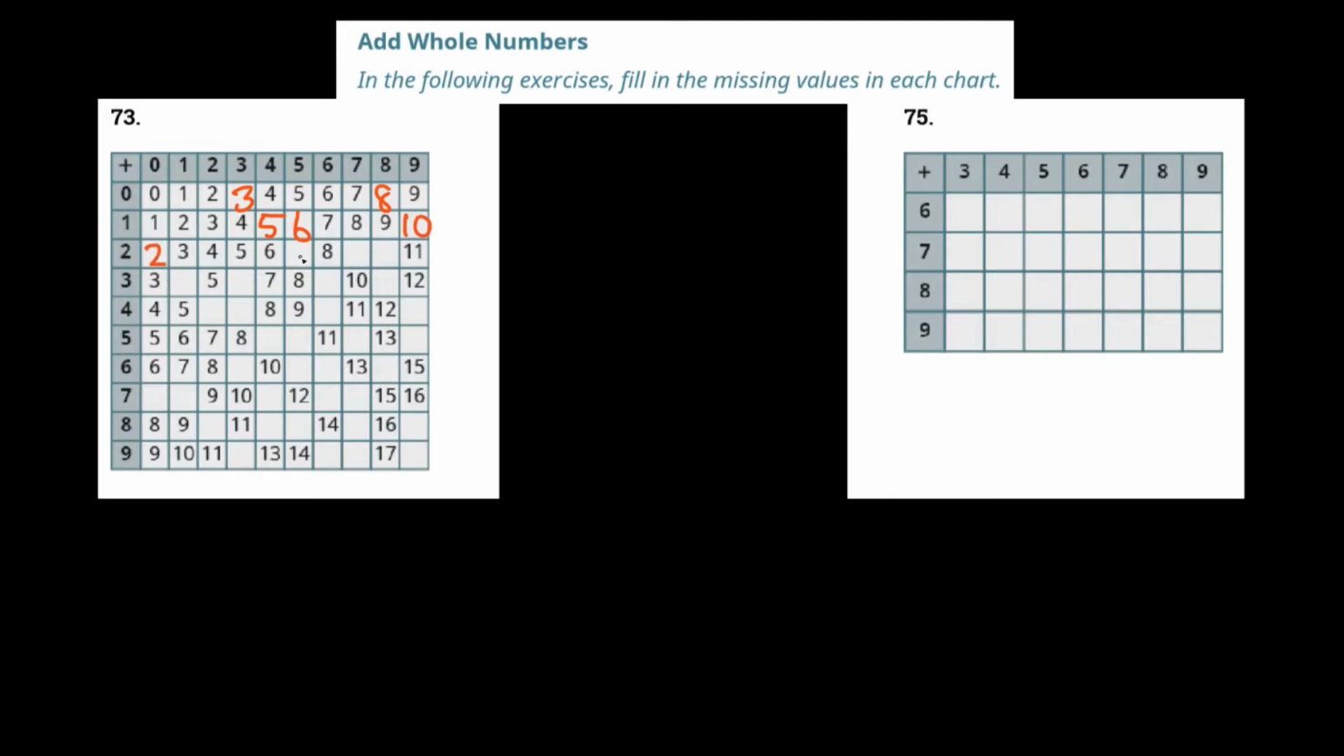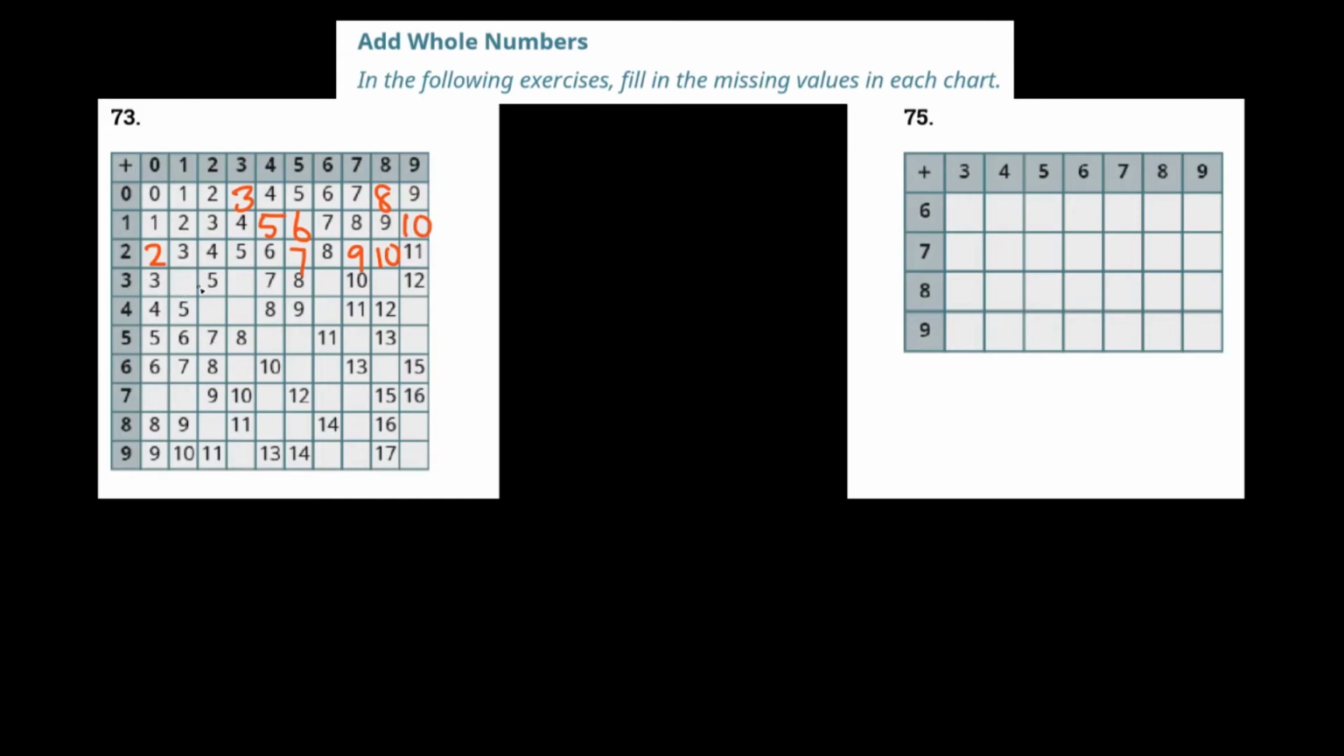We have 2 plus 5 is 7. 7 plus 2 is 9. 2 and 8 is 10. You might see a pattern here where we're just counting up by ones on each one of these. That's just how this is set up.